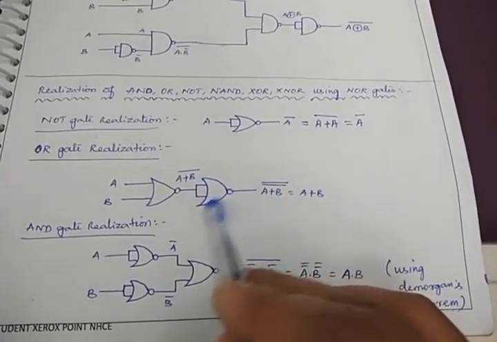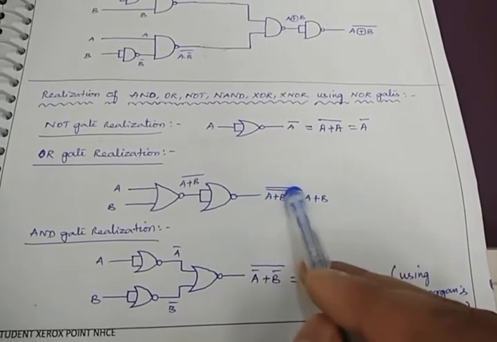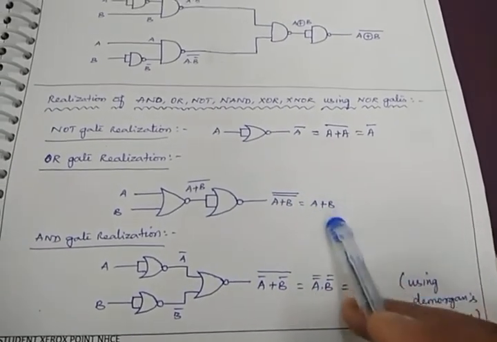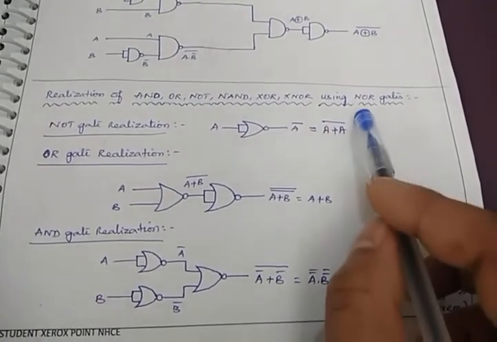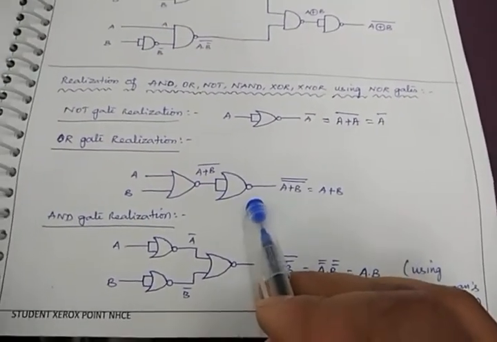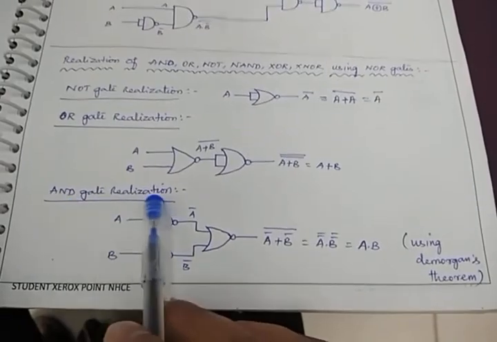That's why I am connecting one more NOR gate. Then A plus B double bar, which is equal to A plus B. This is the output of OR gate. So we realized the output of OR gate by using only NOR gate, right?